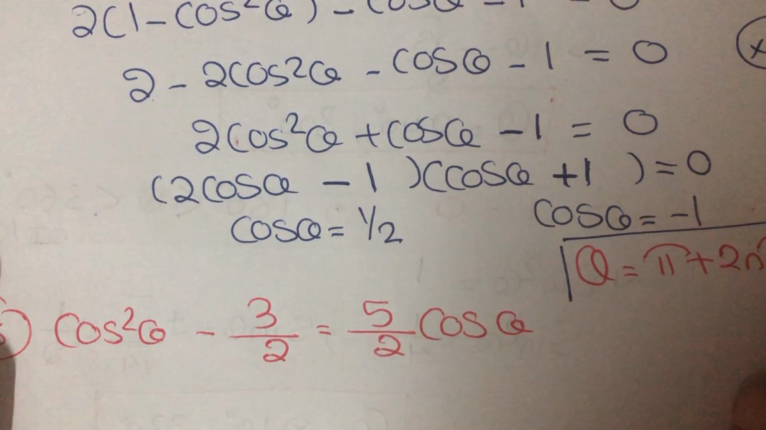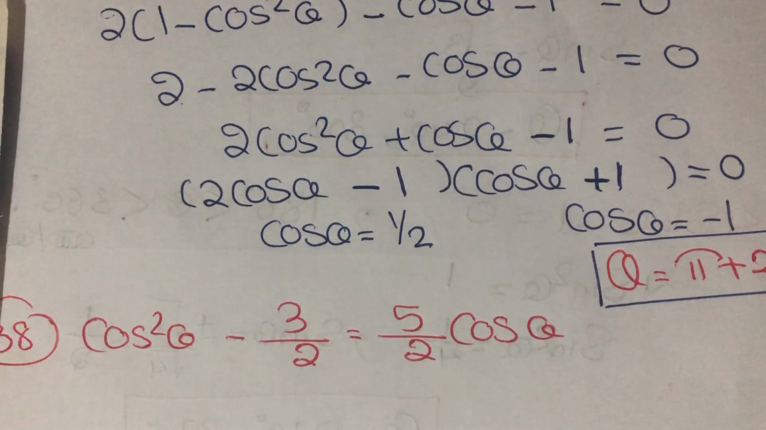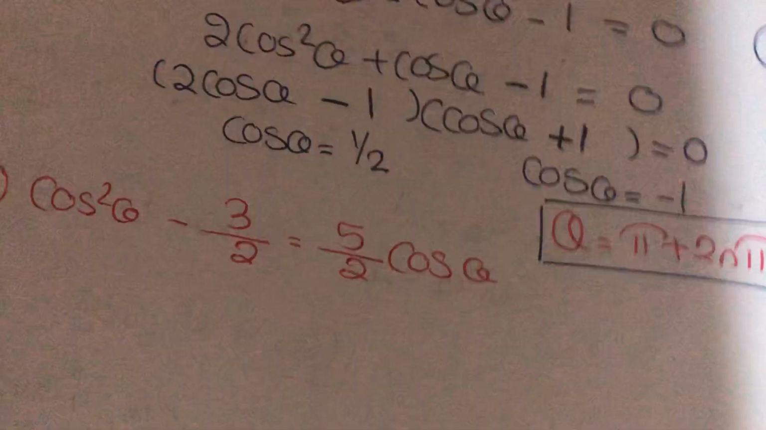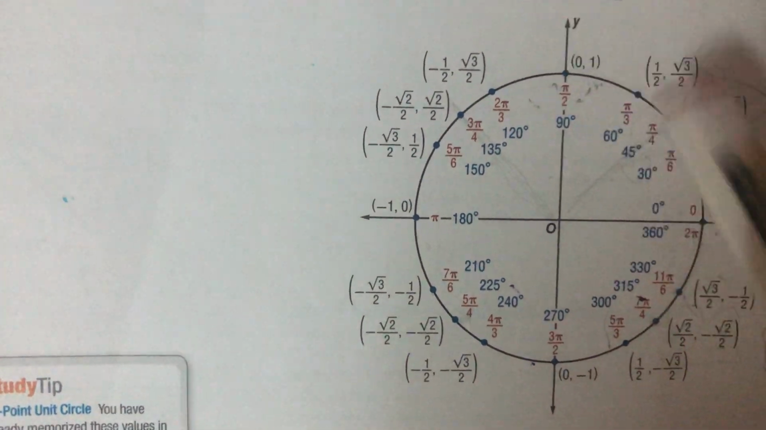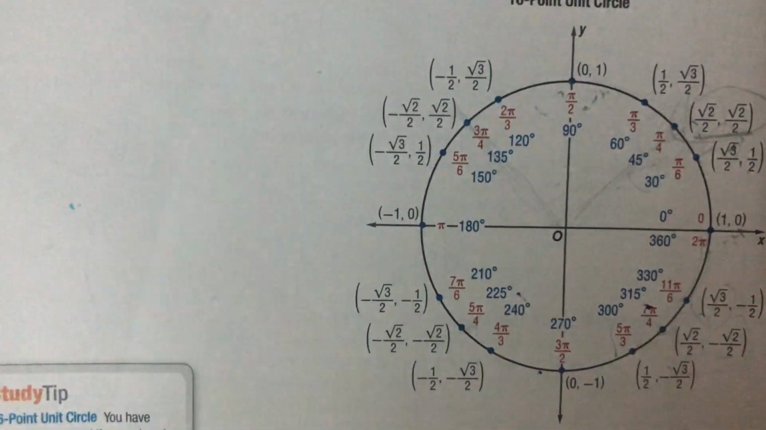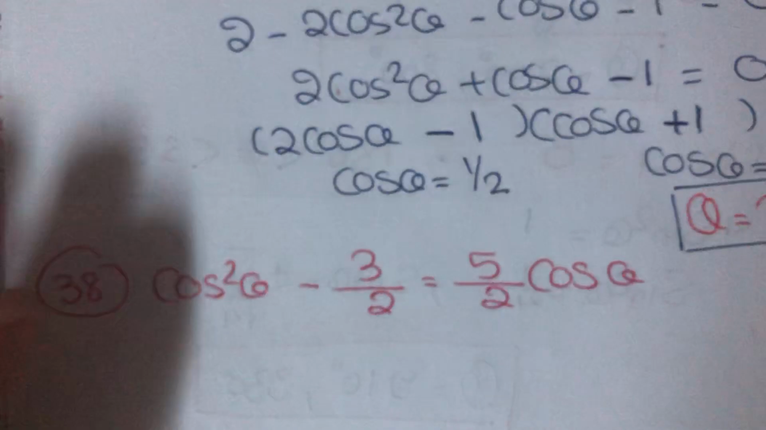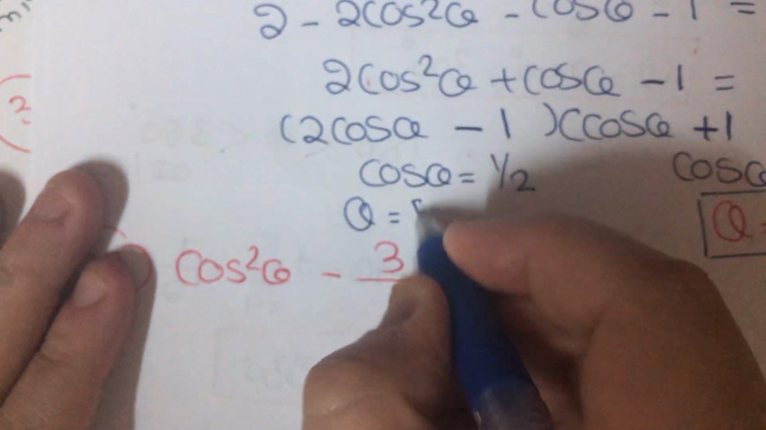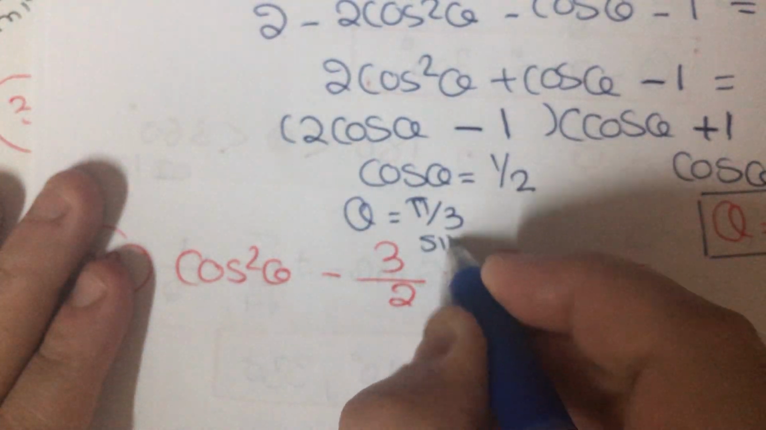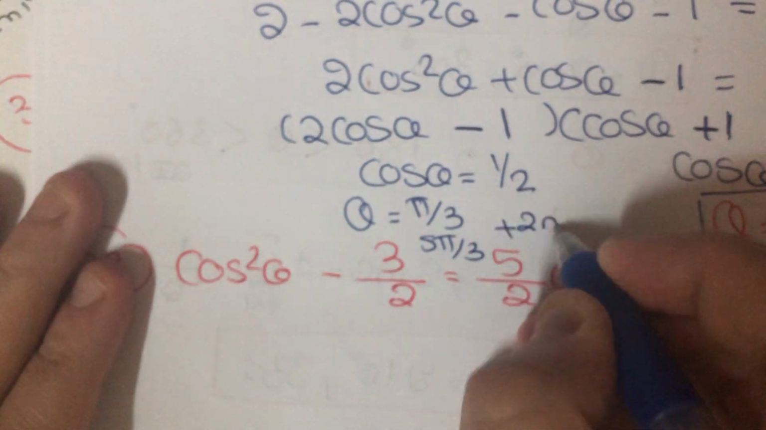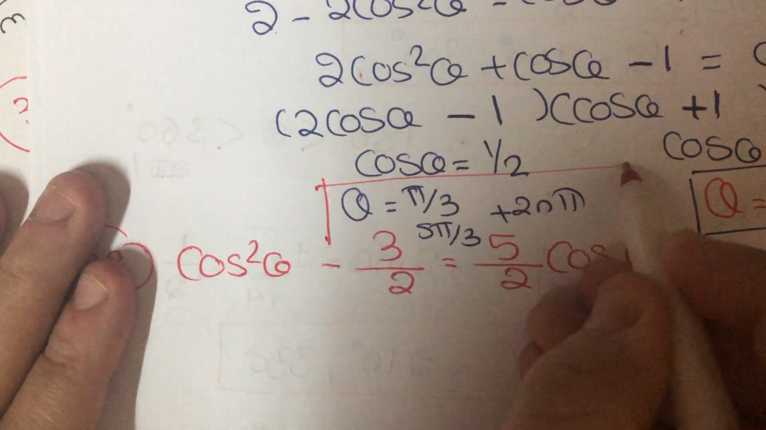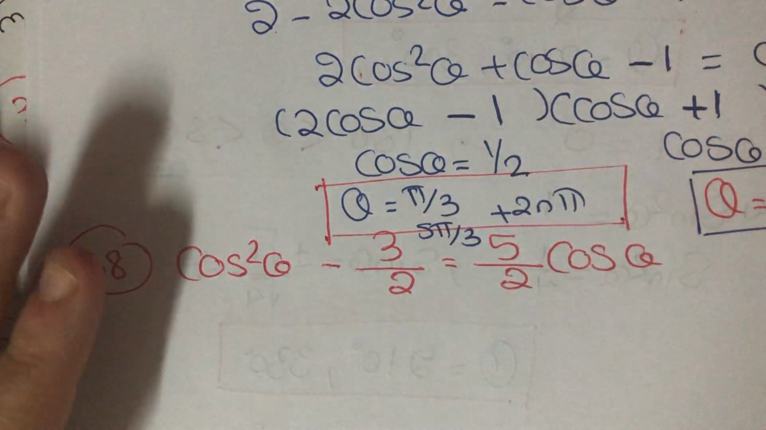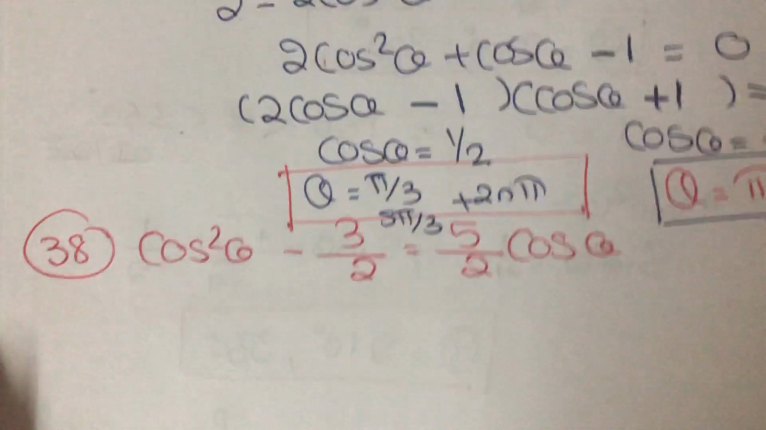For the other piece, when is cosine equal to half? Cosine is positive in quadrant 1 and in quadrant 4, half is here. Pi over 3 and 5 pi over 3, so I don't forget. So theta equals pi over 3 or 5 pi over 3, and each one of them plus 2n pi, as much as you need. n is just an integer, a positive or a negative number.